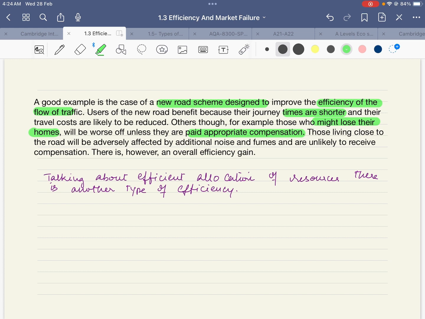Those living close to the road will adversely be affected by additional noise and fumes. They are unlikely to receive any compensation and they will not be better off, rather, they will be worse off. So, Pareto optimality is achieved by making one person worse off and improving the conditions for the other person. However, in such a case, overall efficiency gain is achieved.